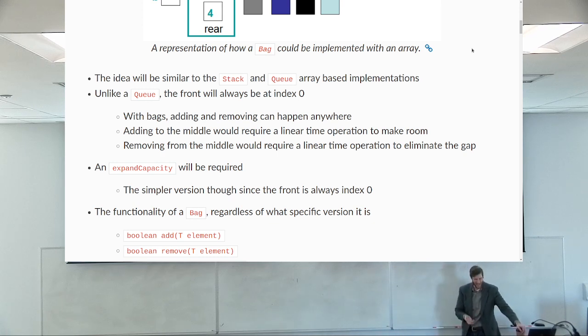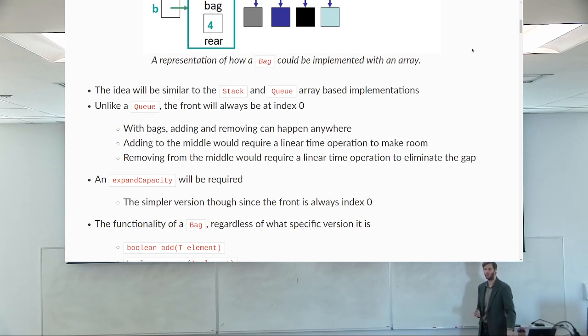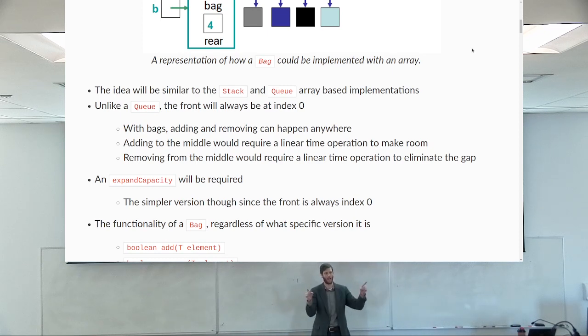Because with a bag, when I remove something, for a sorted bag, we might be removing the maximum, we might be removing the minimum, but we also might be removing a specific element. If we go look at the interface, we might be removing a specific element. The point I'm making is where in that array I'm going to be removing from is arbitrary. The queue, it was always from the front.